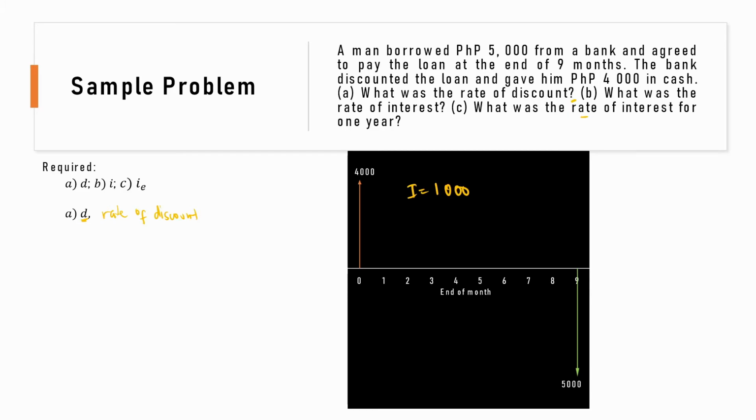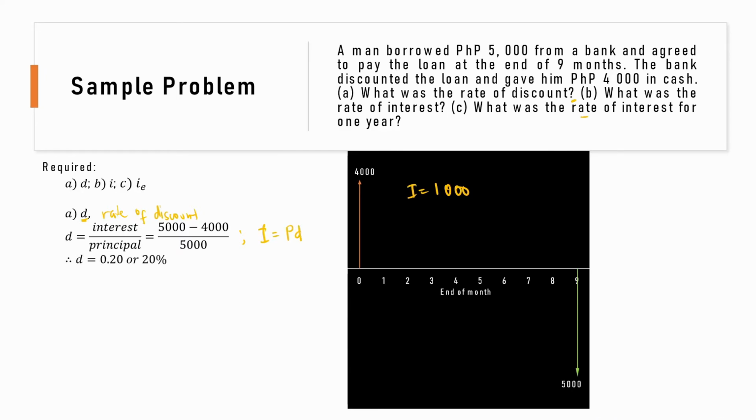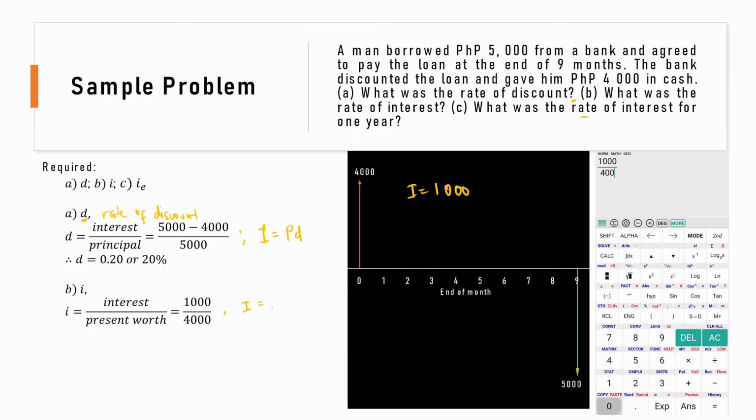So d is equal to interest over principal. So kagaya rin dun sa unang part na yung principal multiply natin sa rate ng discount, so kunin natin dun yung interest. So dito, yung interest mo is 5,000 minus 4,000. So yun yung 1,000 ng interest over 5,000. So therefore, rate of discount ay 20%. Tapos yung i or yung interest rate, i is equal to interest over present worth, or yung principal din. So i is equal to 1,000 over 4,000. So therefore, yung rate of interest is equal to 25%.